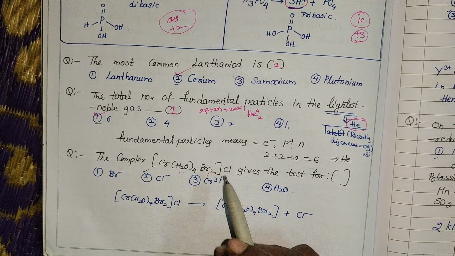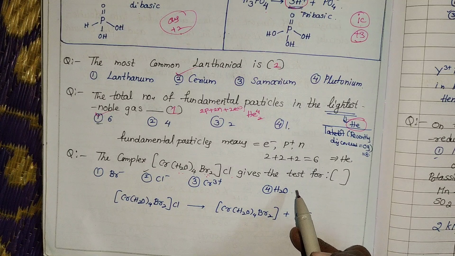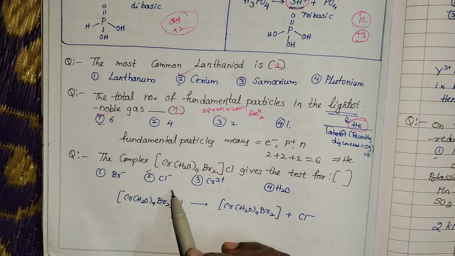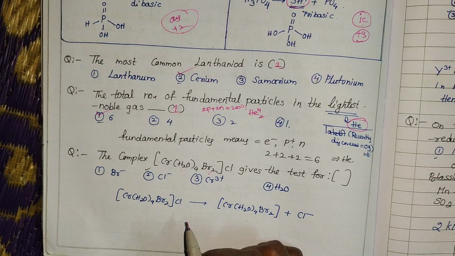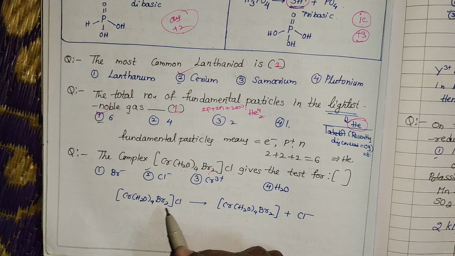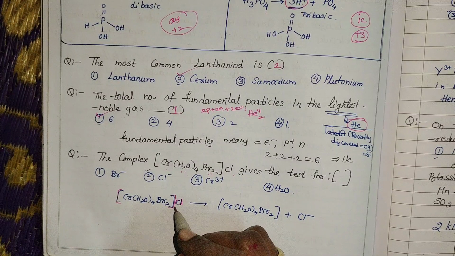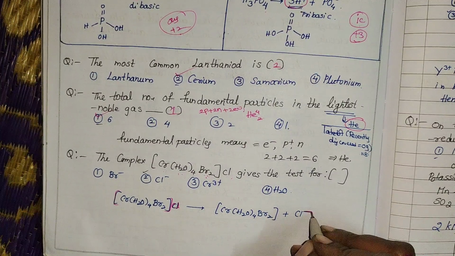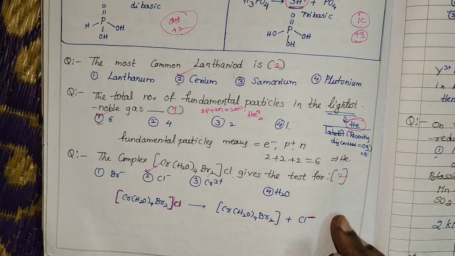Okay, so in this compound, which kind of ions are ready for the test? Br minus, Cl minus, chromium plus and H2O. First we have to write the ionization reaction. We may understand, outside of the complex only chlorine is there, right? So that is why it is involved in the ionization and it will give the Cl minus ion. That is why we may expect the answer is 2. Cl minus is the correct answer.